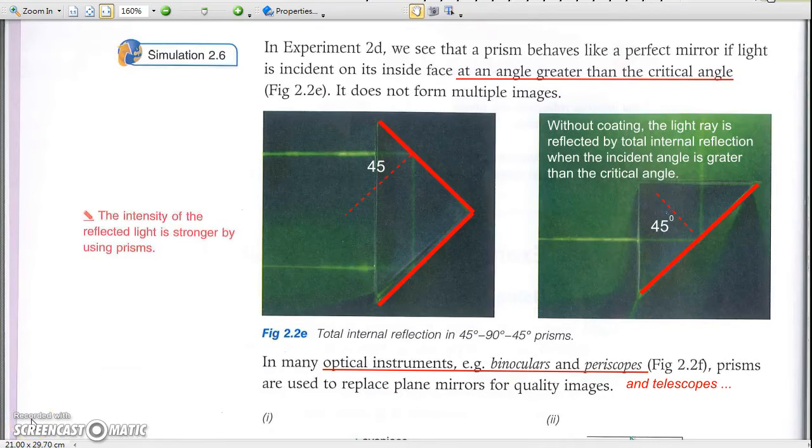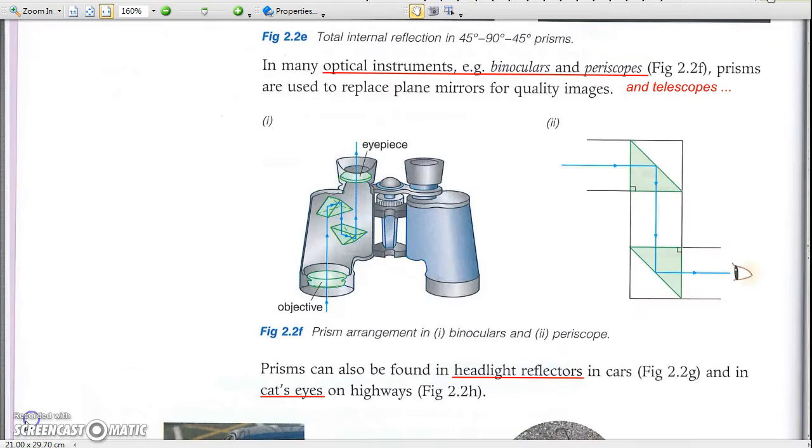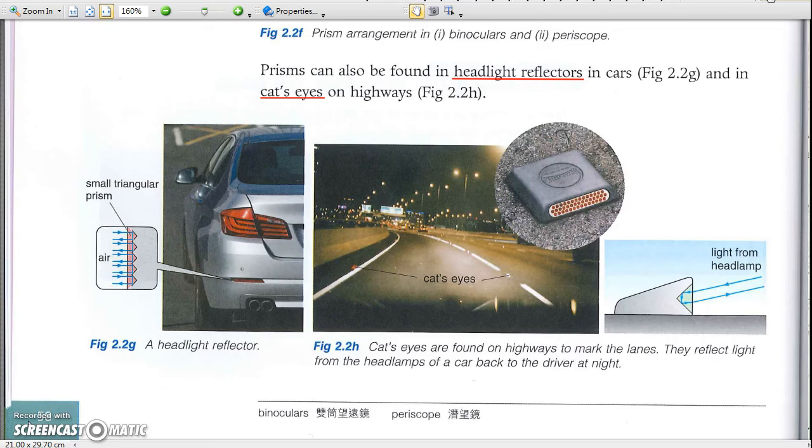As the angle of incidence is 45 degrees, larger than the critical angle of glass, which is 42 degrees, total internal reflection occurs. Prisms are used in binoculars, telescopes, and other optical instruments that require high-quality images. The principle of the prismatic reflector is also found in headlight reflectors and cat's eyes.